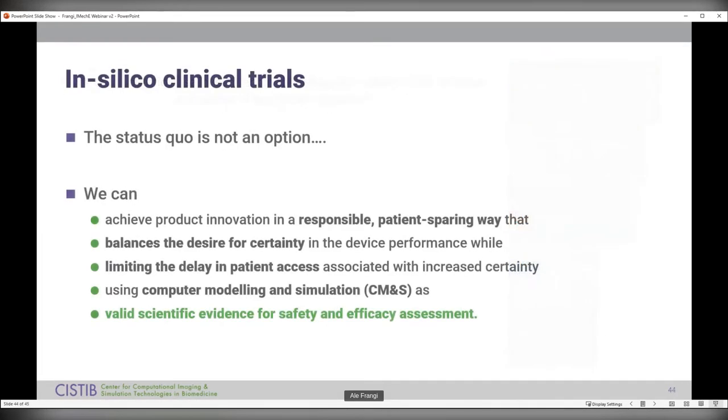Going to skip this bit, but just to summarize, I don't think the current status quo is an option, so we will really see those more and more often. And I think in the future, we will see the use of modeling and simulation as a way to provide innovations that are more responsible and patient-sparing in a way that also combines the desire for certainty in device performance with limiting the delay in getting new technologies that could be life-saving to the market and to patients. And we believe that modeling and simulation is part of the key to that.